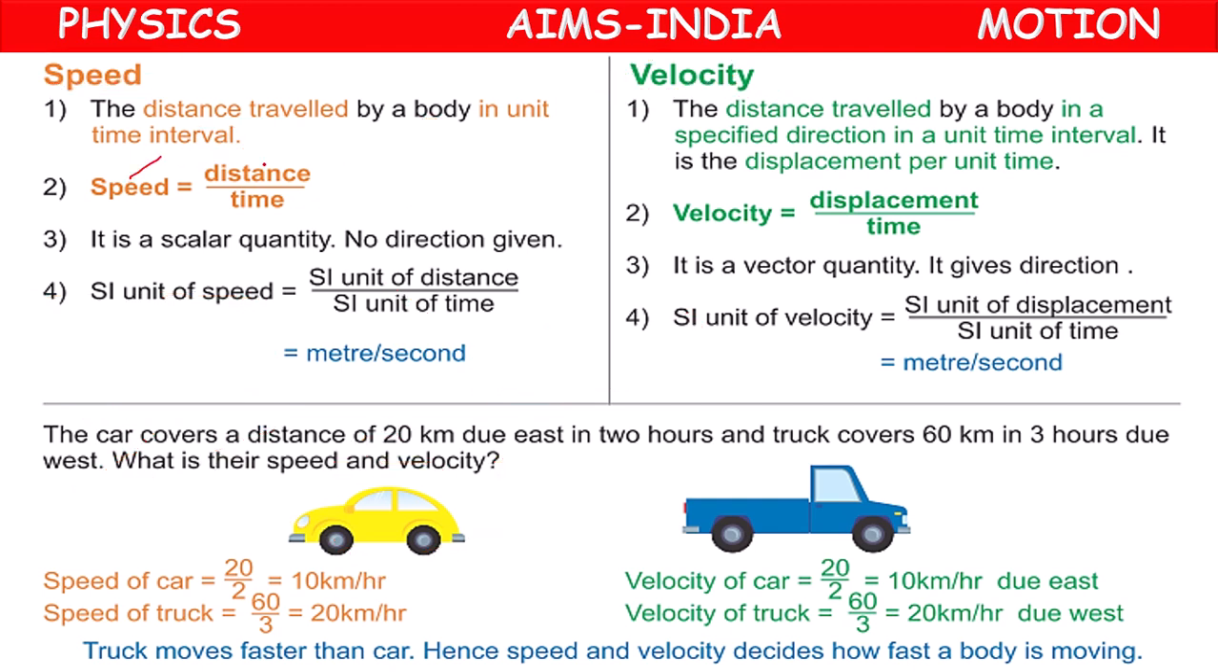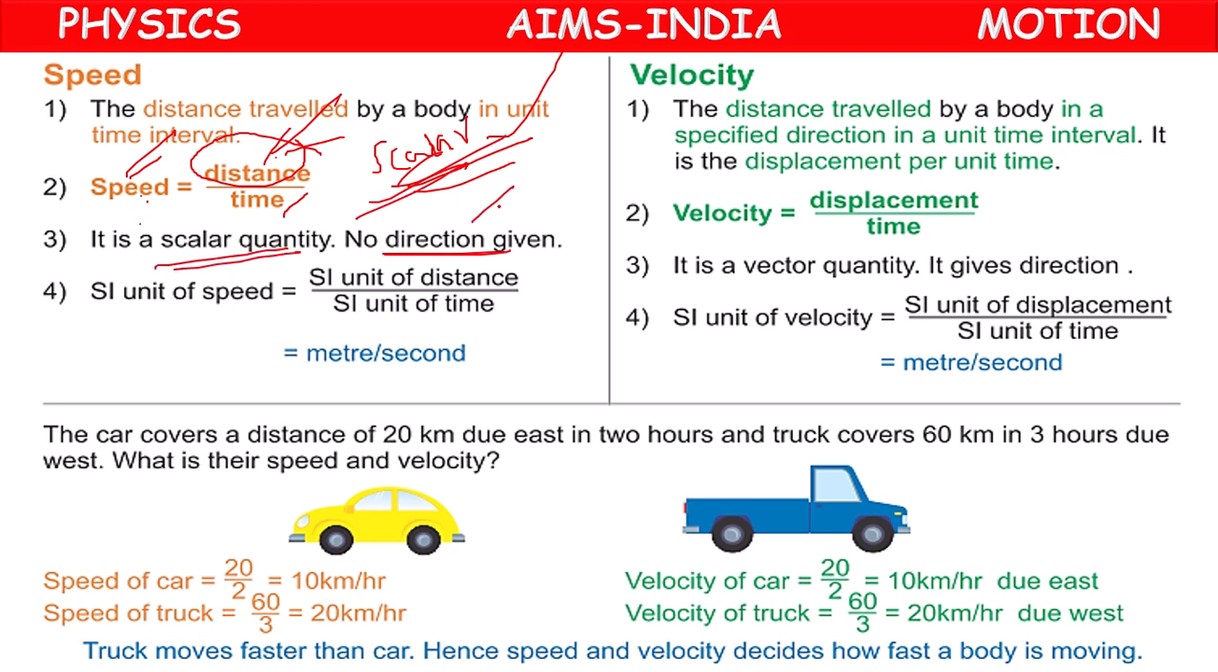So speed means total distance by total time. Because here distance is a scalar quantity. What is scalar quantity, children? Which never depends on direction, which has only magnitude, is called a scalar. Because in the formula of speed, we have distance, which is a scalar, so speed is also a scalar quantity. For speed, no direction will be there. And the unit of speed is unit of distance by unit of time. What is the unit of distance? Meter. What is the unit of time? Second. So unit of speed is meter per second.